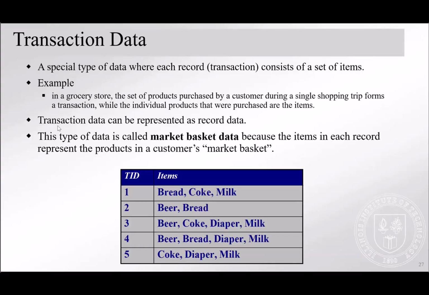Though transactions contain a set of items, we can still represent them as a record data set. Someone can say, well, how can we do that? How can you represent a set of items as a record? Same structure, tuples and columns, or rows and columns. We just need to reshape it. And that's why this is often called market basket data, because each record really is just the content of a person's shopping basket.